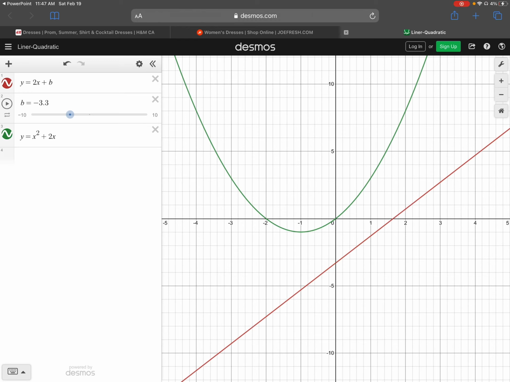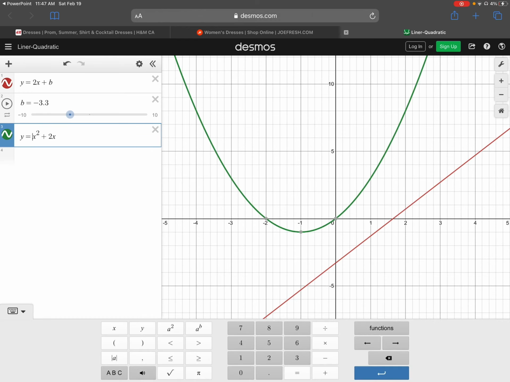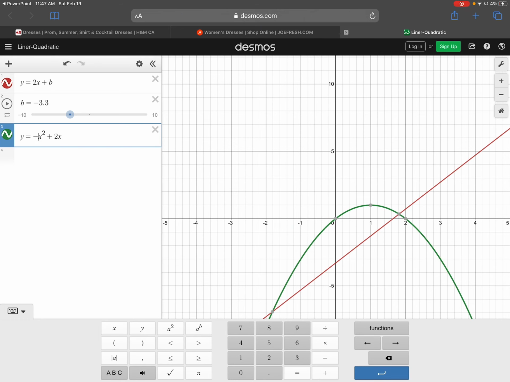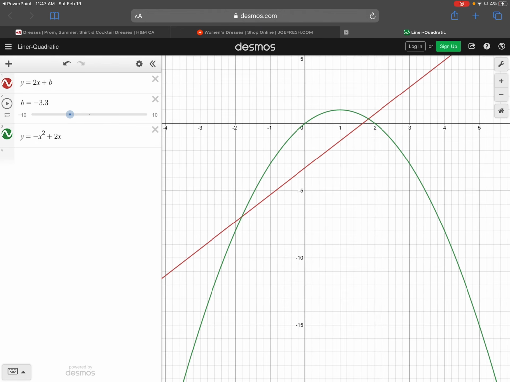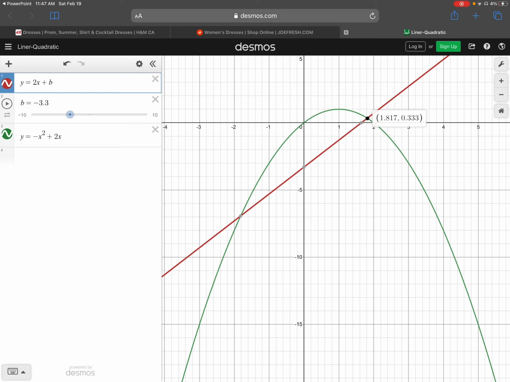So this is an example of a linear quadratic system, and yes, the quadratics can change. They can also open down, and then we have a new system that we can try to solve for. We can also change the slope of the line, and depending on our scenario, we may or may not have any solutions, or we may just have one solution. Okay, let's go back to the PowerPoint.